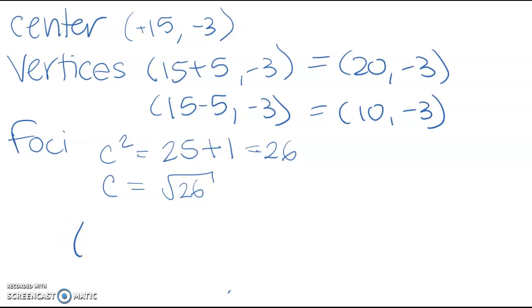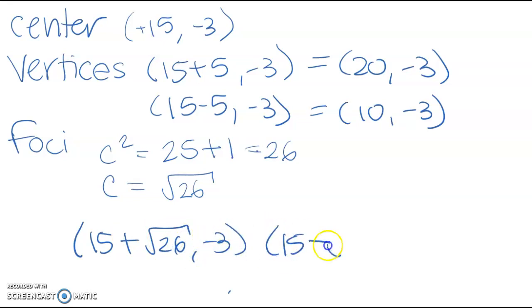And again, our graph is going in the x direction, so we're adding them to the x coordinate. So for the focus points, we are doing (15 plus the square root of 26, -3) and (15 minus the square root of 26, -3). Now that is all the way simplified because the square root of 26 cannot be simplified further. Okay, we have two more things left: our asymptotes and our graph. I'm going to go over the graph next because it's a little bit easier.